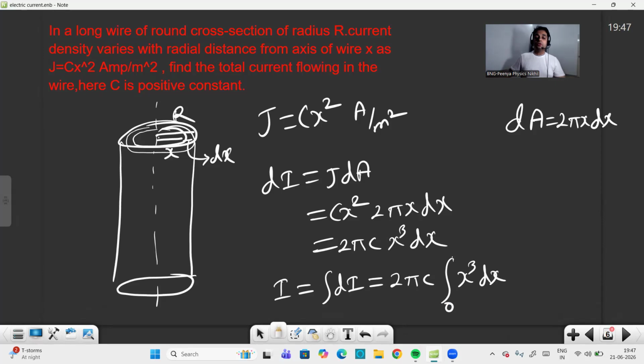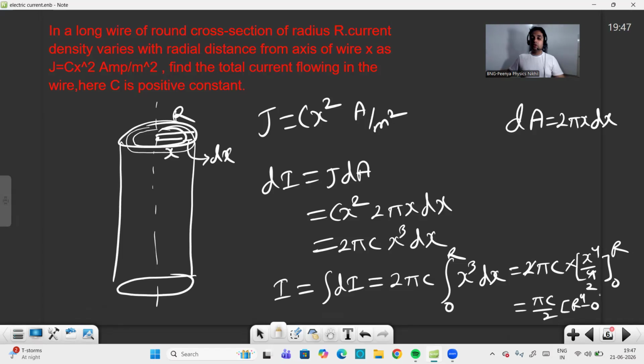We have to integrate from 0 to capital R because it's changing radially, from 0 to r it's changing. Now it will be 2 pi c and then x to the power 4 by 4, from 0 to r. This 2 will cancel out here. So it is pi c by 2 into r to the power 4 minus 0 to the power 4. Finally, we will write that the current value will be 1 by 2 pi c r to the power 4 ampere. This is your answer.